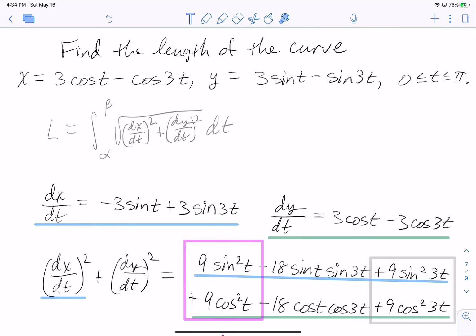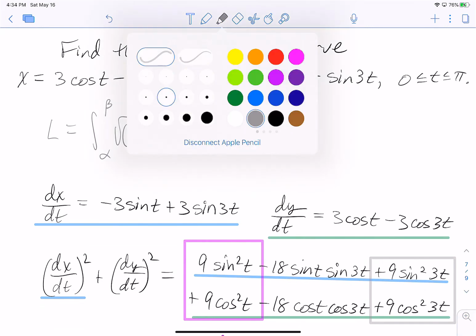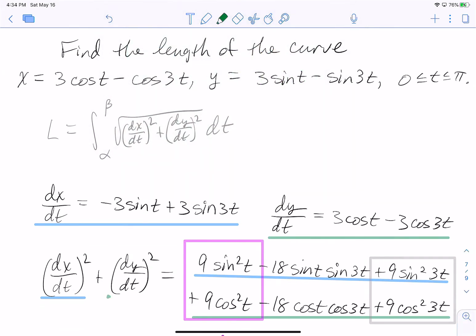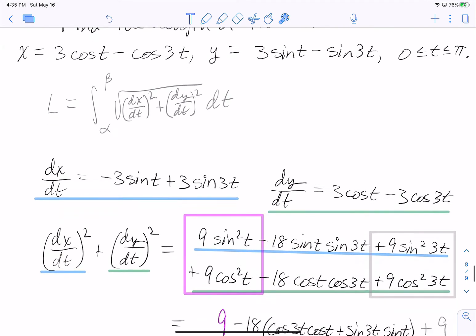This one was tricky. dx dt is negative 3 sine t plus 3 times the sine of 3t. dy dt is 3 cosine t minus 3 cosine of 3t. Squaring dx dt and dy dt, forgot to underline that one there in green, we get a bunch of stuff.